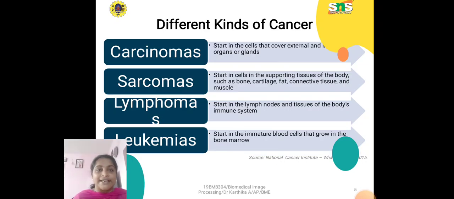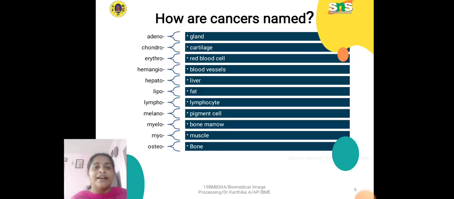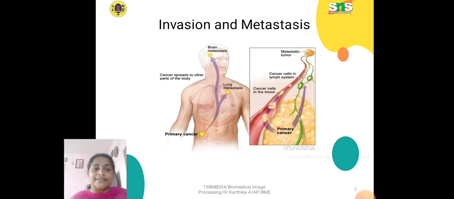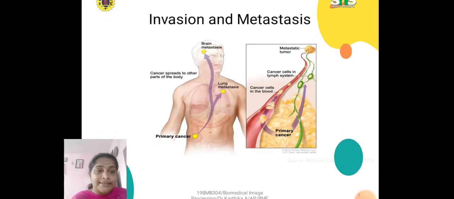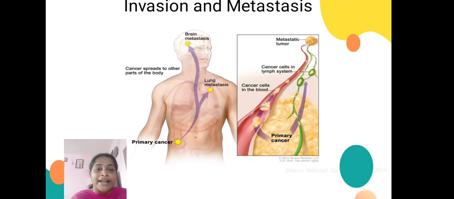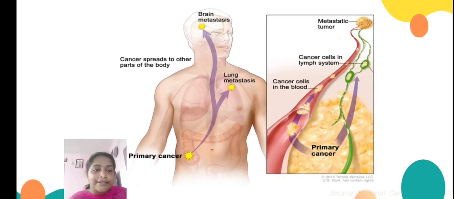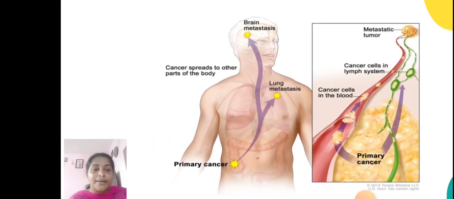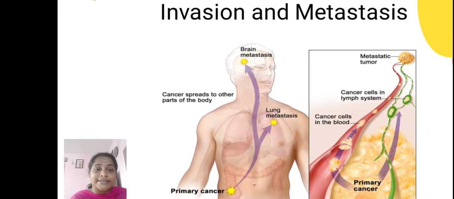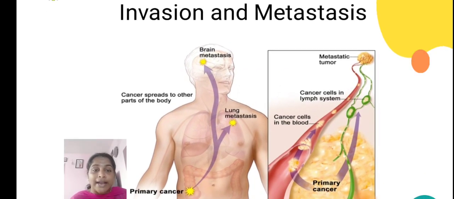See here, I have listed different kinds of cancer and how cancers are named. Please go through it, and see here the invasion and metastasis. See the primary cancer. The primary cancer cells flow into the blood and the lymph system and form a metastatic tumor. See here, primary cancer, lung metastasis, and in this metastasis cancer spreads to other parts of the body, and finally it goes into the brain.